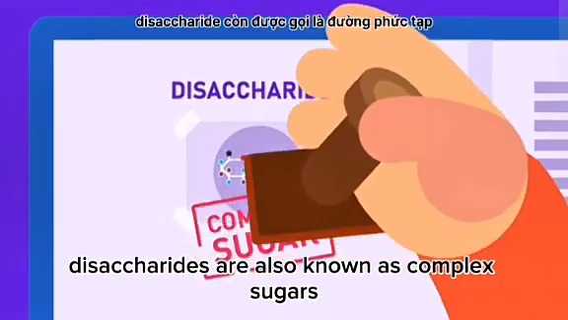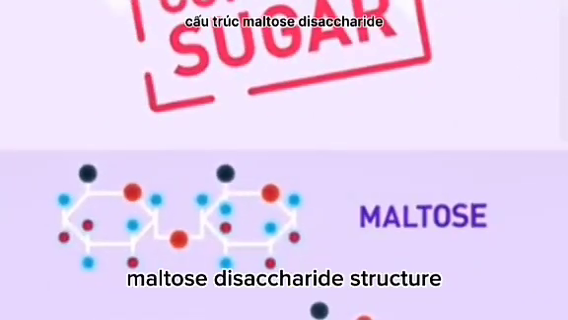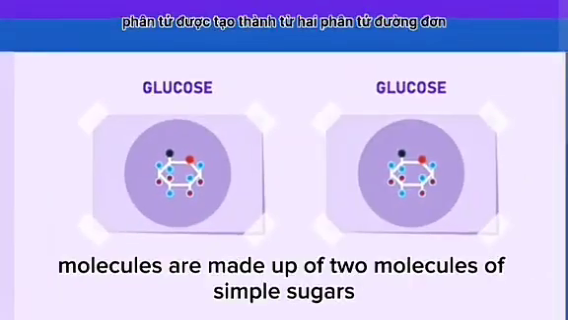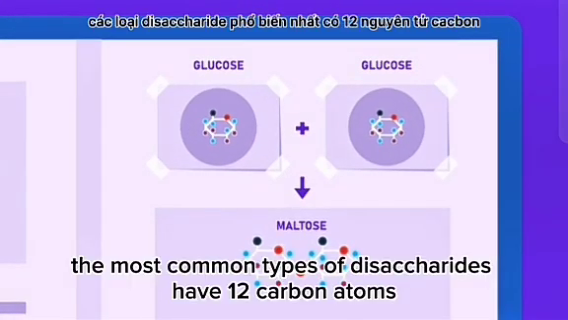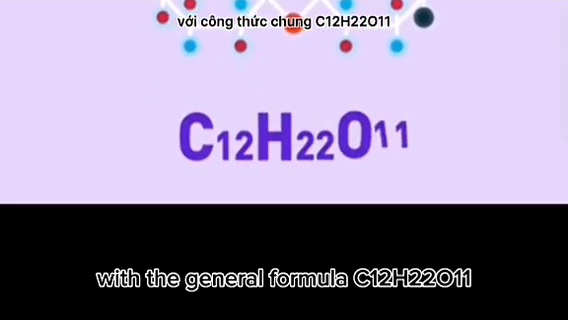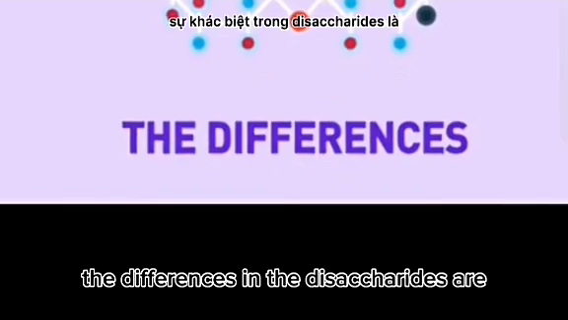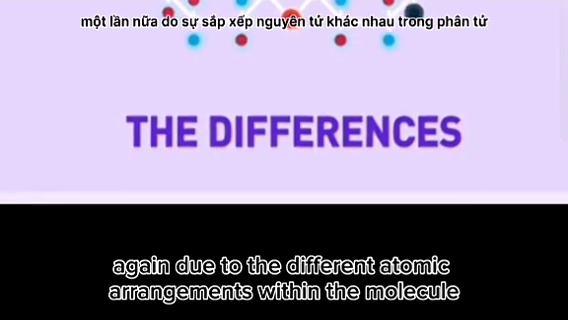Disaccharides are also known as complex sugars, as they have complex chemical compositions. Maltose disaccharide structure molecules are made up of two molecules of simple sugars condensed together. The most common types of disaccharides have 12 carbon atoms, with the general formula C12H22O11. The differences in the disaccharides are again due to the different atomic arrangements within the molecule.